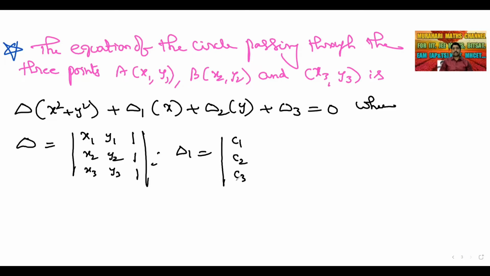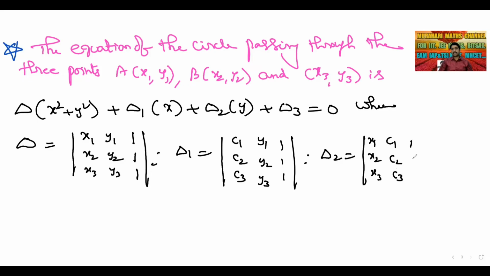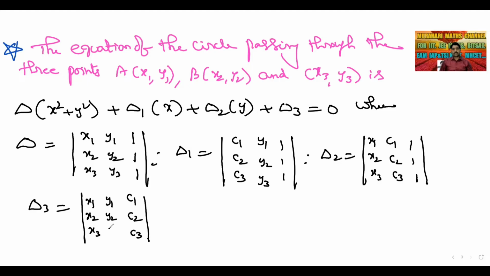the determinant where on the first column placement we should write C1, C2, C3. The remaining stays as it is: y1, y2, y3 and 1, 1, 1. And Δ2 is equal to the determinant where on the second column placement we should write C1, C2, C3. The first column is x1, x2, x3, written as it is, and next 1, 1, 1. So for Δ3, on the third column placement we should write C1, C2, C3. On the first column we write x1, x2, x3, and in the second column we write y1, y2, y3.